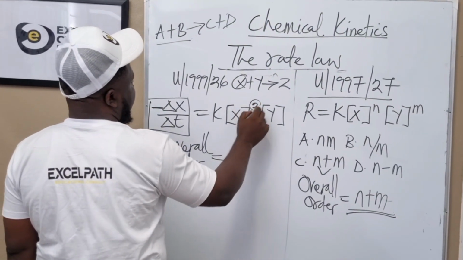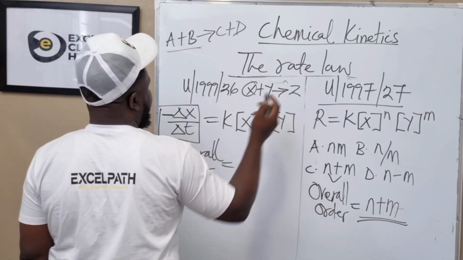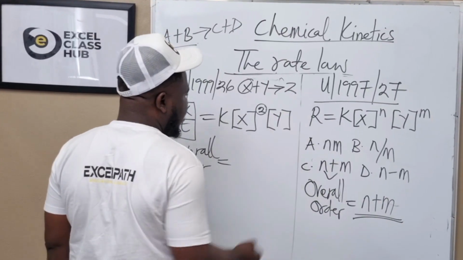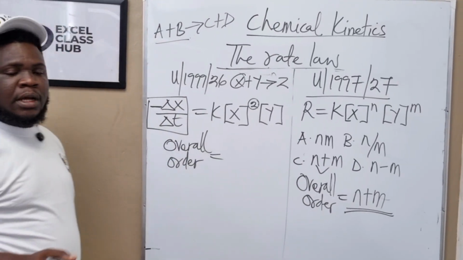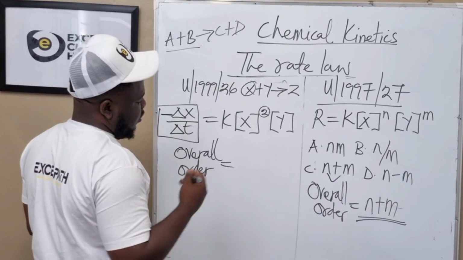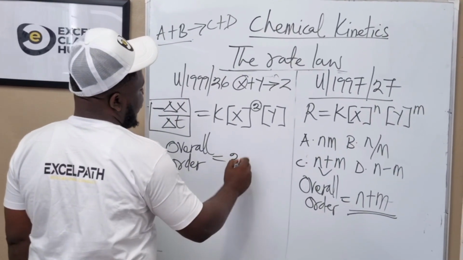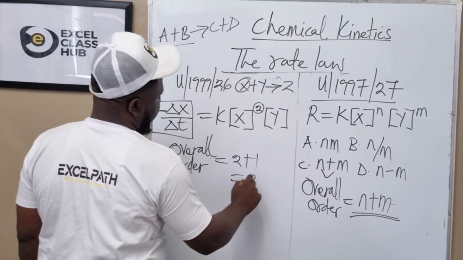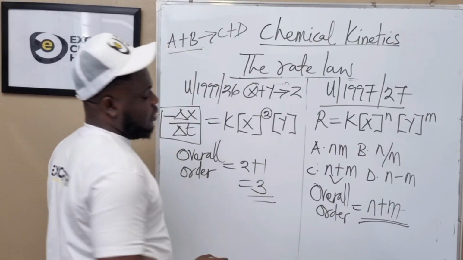The overall order is an addition of what is here and what is here. So here there is a 1 which you cannot see, obviously, but it is not always written because it is not necessary. So the overall order now becomes 2 plus 1, and that is what? 3. So that's the third order reaction.